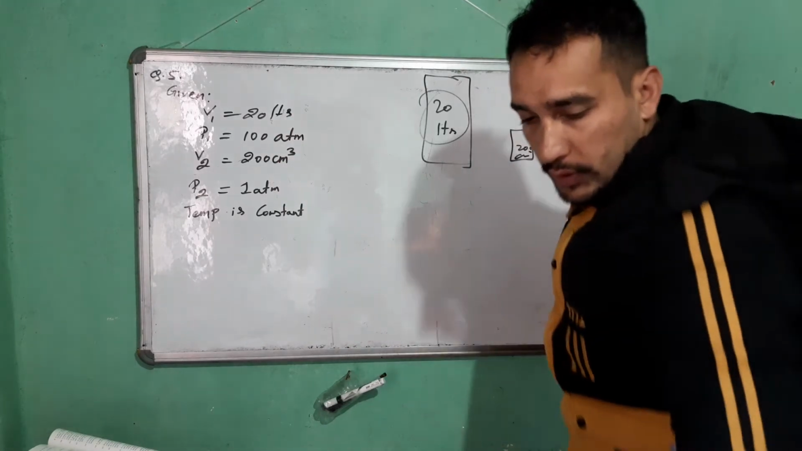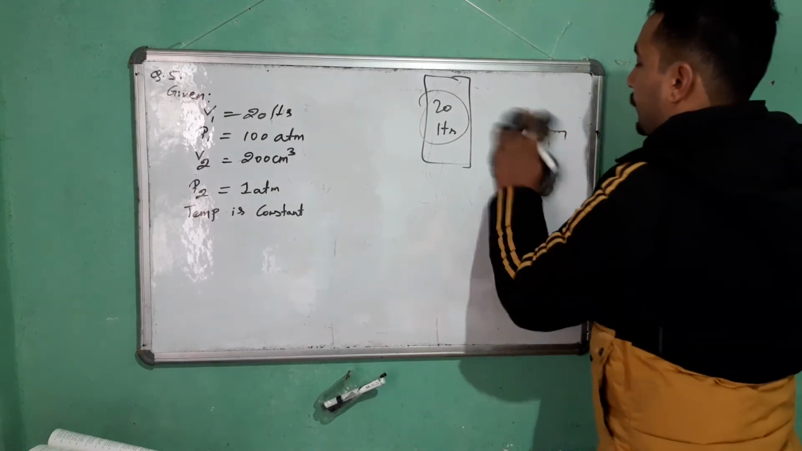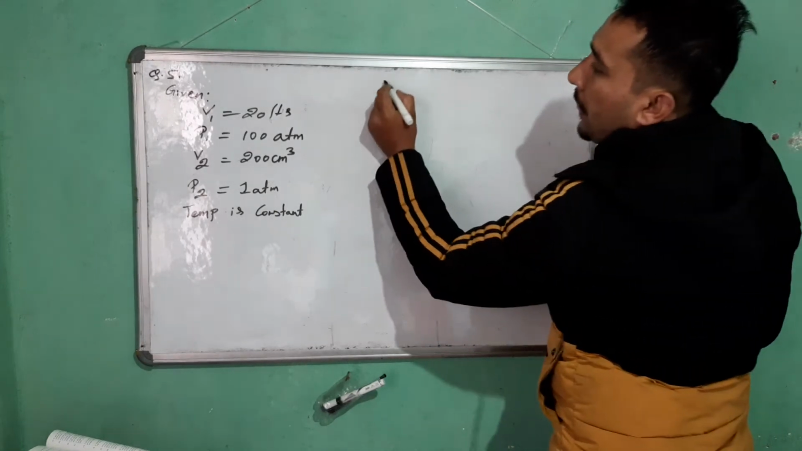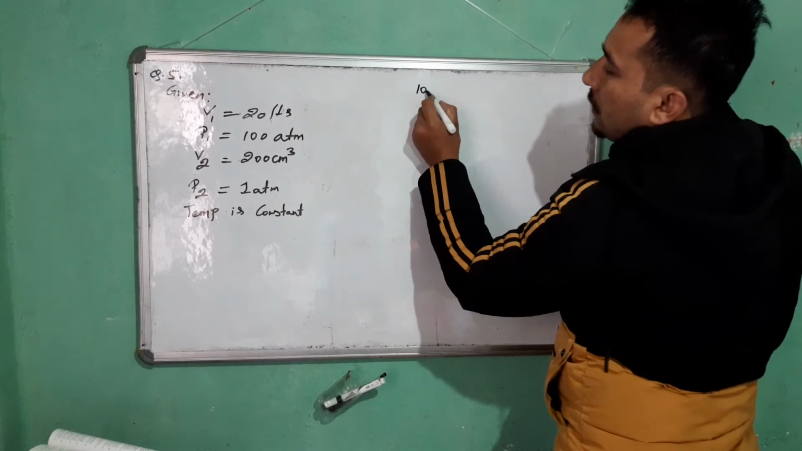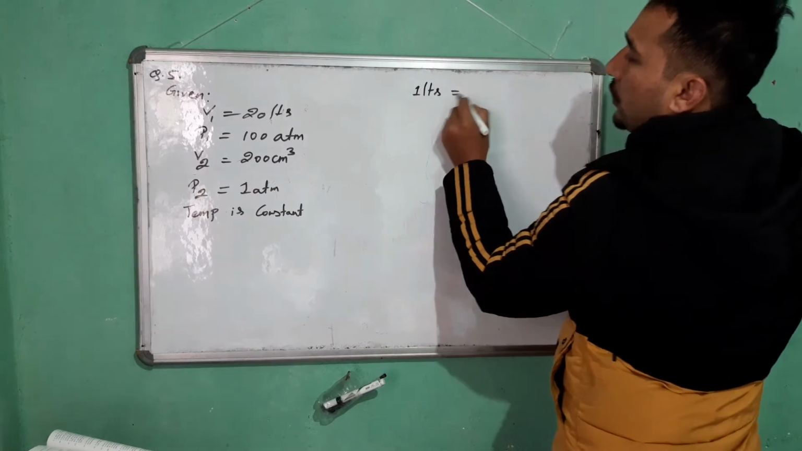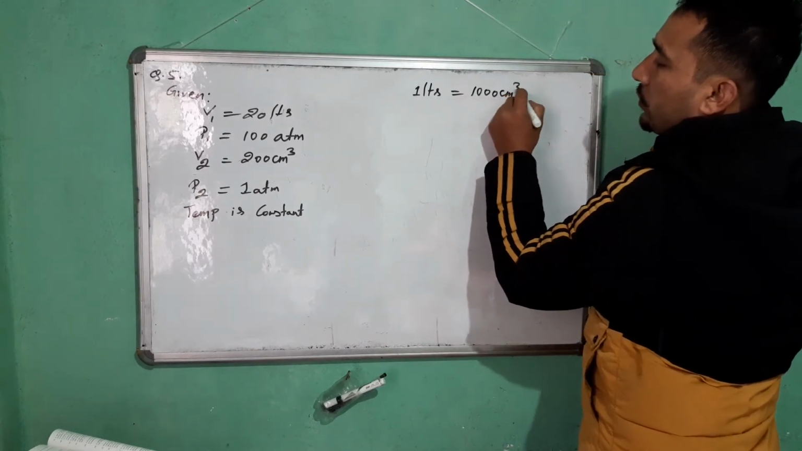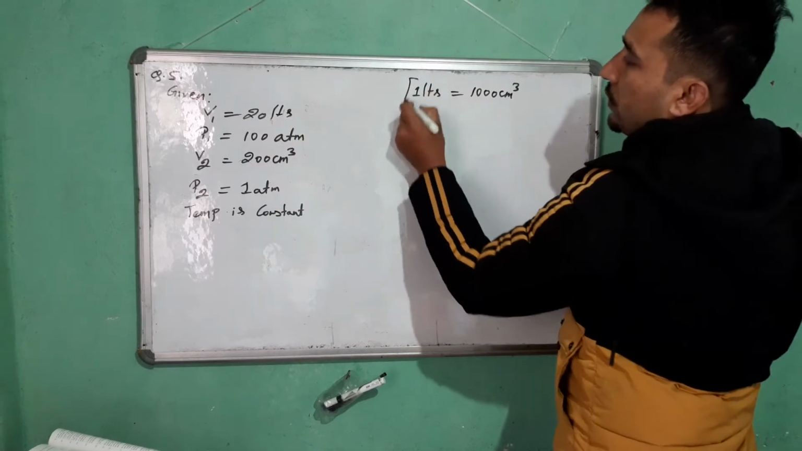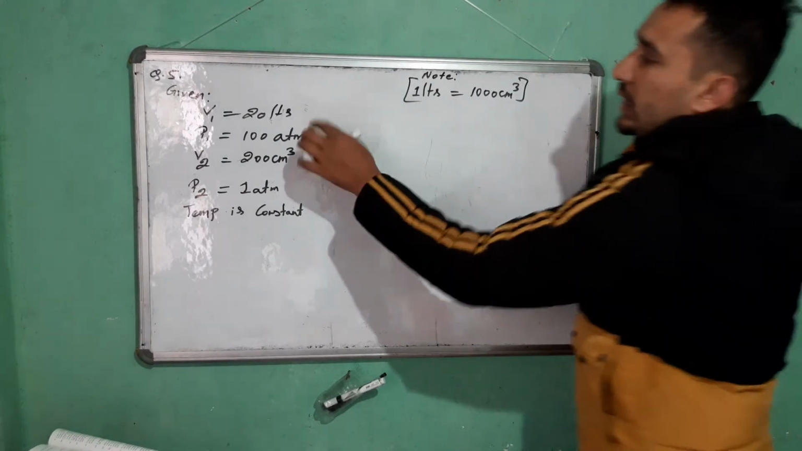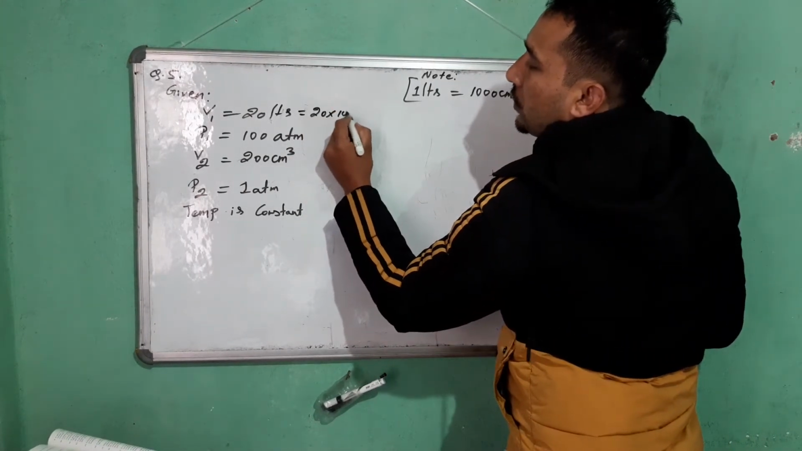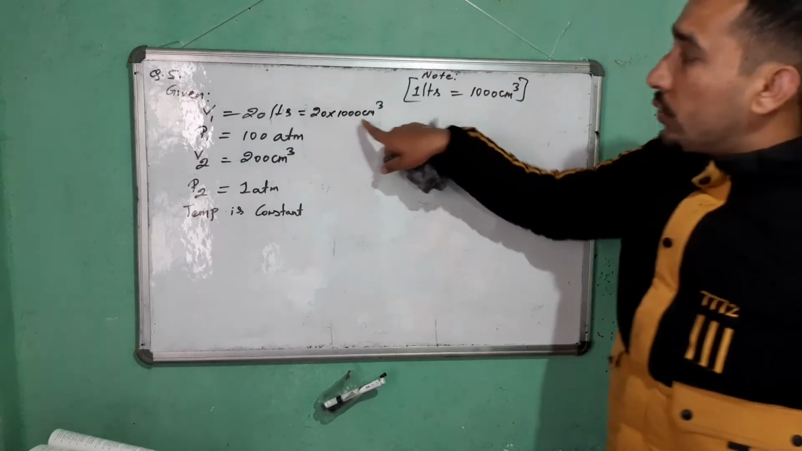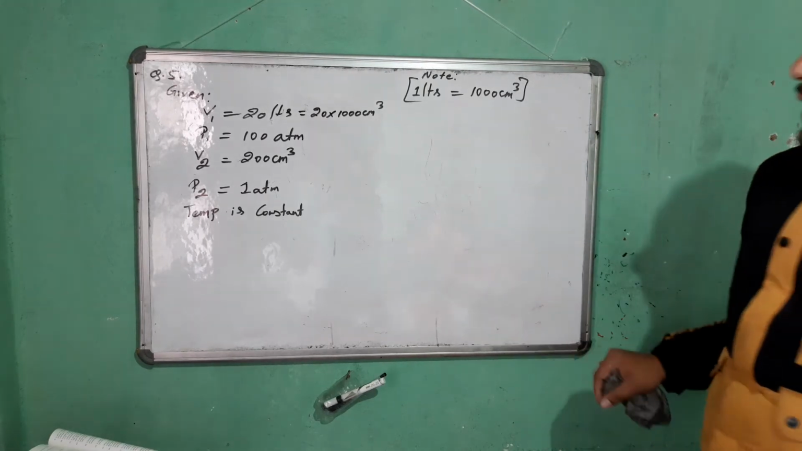Our relation is 1 liter is equal to 1000 centimeter cube. So 20 liter will be equal to how much? This you note it. 1 liter is equal to 1000 centimeter cube, so 20 liter will be 20 into 1000 centimeter cube. I have converted it into centimeter cube because of this relation.